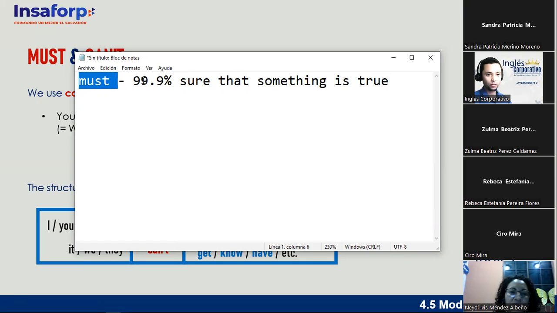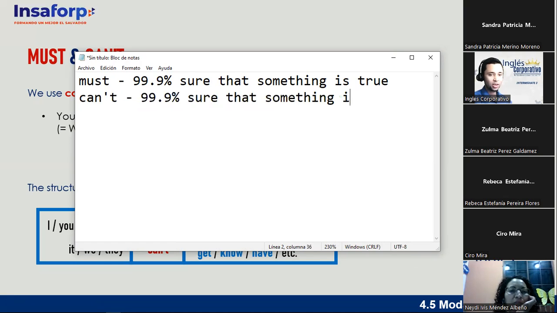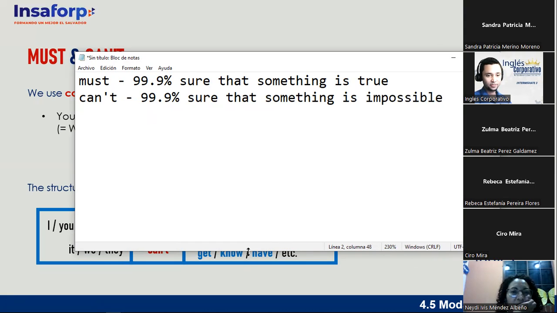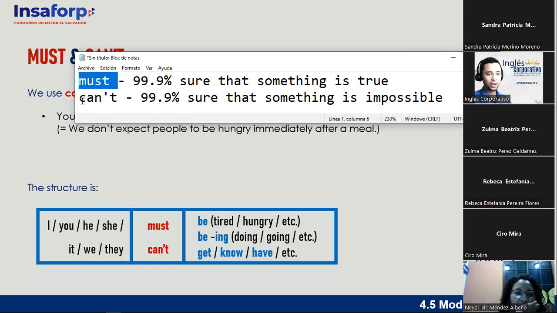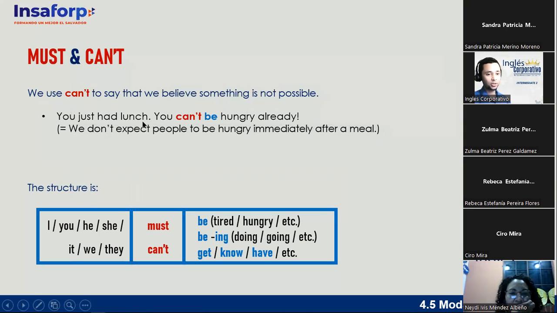Okay, you use must when you are 99.9% sure that something is true, and you use can't when you are 99.9% sure that something is impossible. Okay, that's the idea. Must and can't are opposites. Okay, you use can't to express that you are sure that something is impossible. No puede ser. So you use can't. Like in this example, you just had lunch. You can't be hungry already. Comiste hace 10 minutos. ¿Cómo puedes tener hambre? No es posible. So you can't be hungry already.